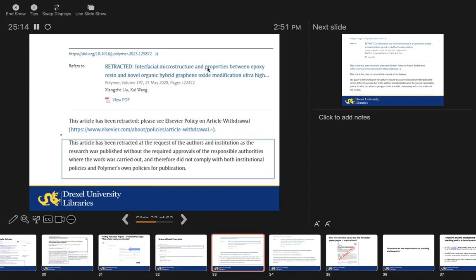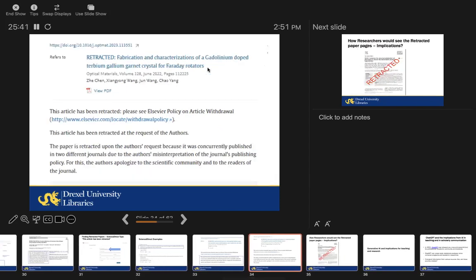This article has been retracted at the request of the authors and institutions, as the research was published without the required approvals of the responsible authorities where the work was carried out and therefore did not comply with both institutional policy and Polymers' own policies for publication. The journal was Polymers at the time. It's a very well-known journal in the field of material science and materials engineering. Let's go to the next slide.